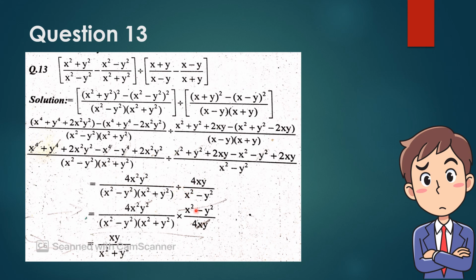So now you will just replace it with a multiplication sign and take the reciprocal of the fraction that is preceding it. So x square minus y square will become the numerator, and the denominator will be 4xy. So you will cancel out x square minus y square with the denominator of the first one. You will be left with xy divided by x square plus y square, and x square y square is cancelled out with xy in the denominator also.